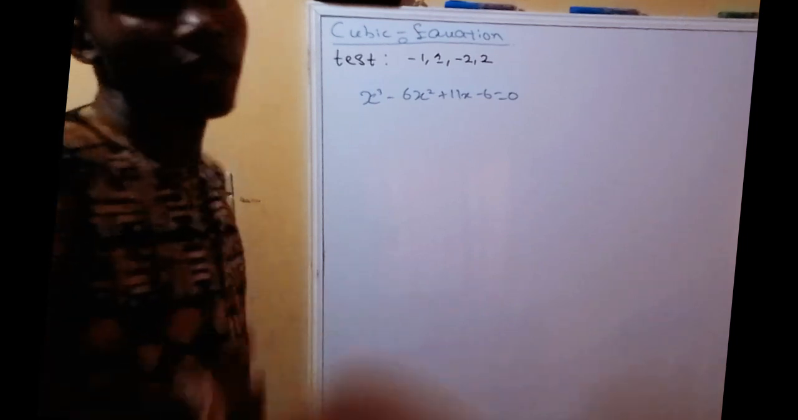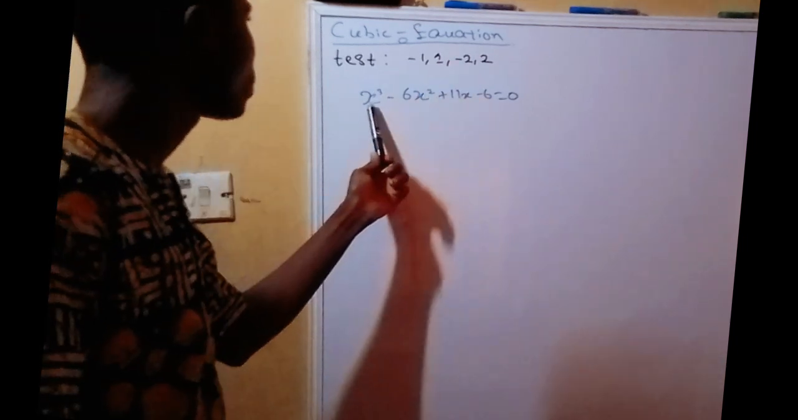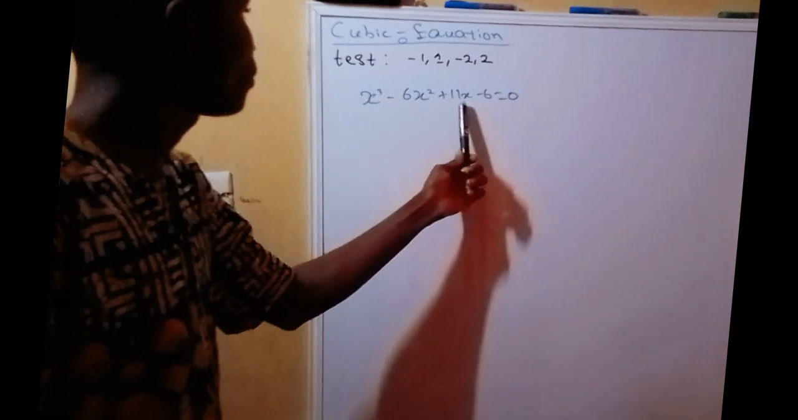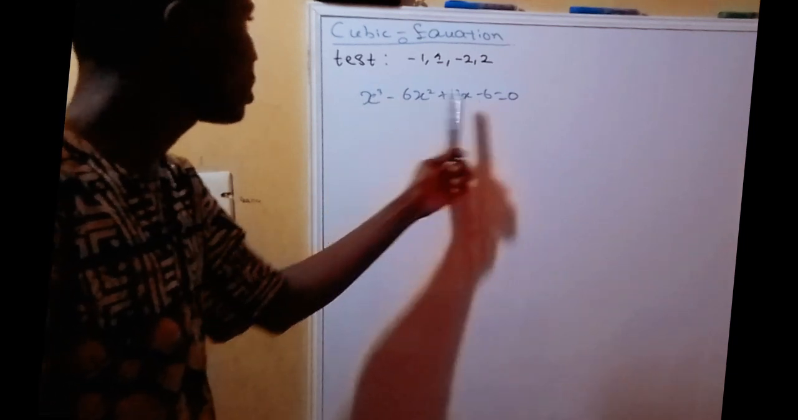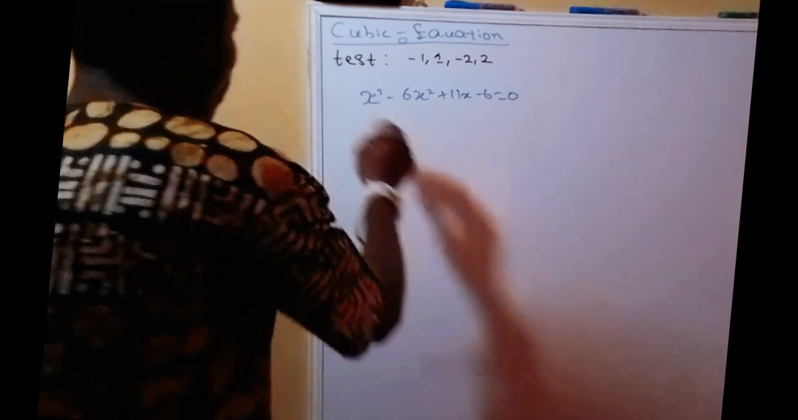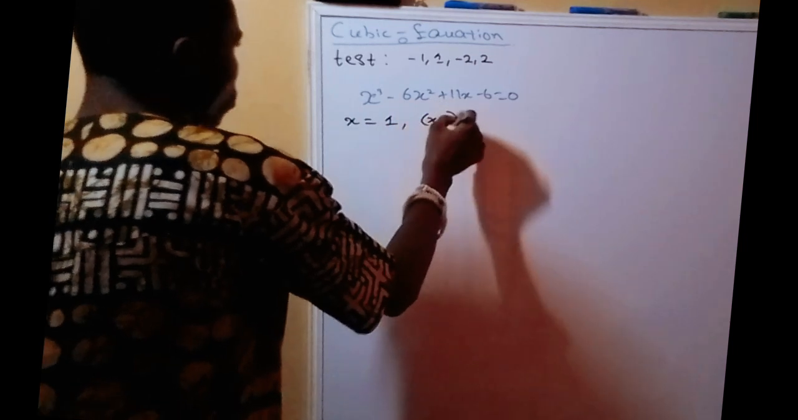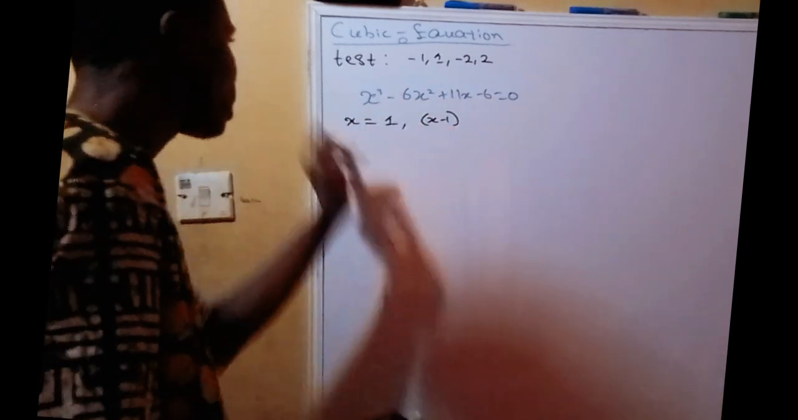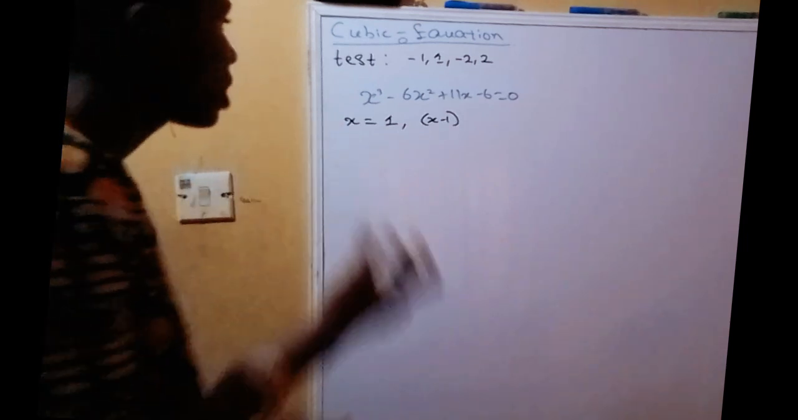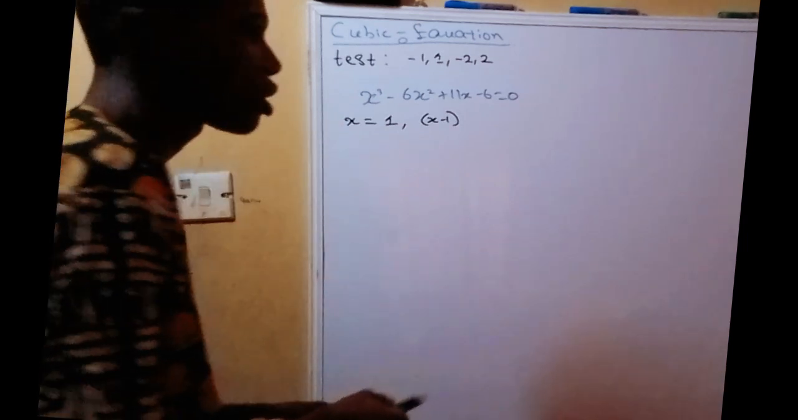Of course, I made my findings, and using 1 here: this is 1 already, 1, this is 11. 11 plus 1, you have 12. Minus 6, minus 6, minus 12. Of course, x equals 1 is one of the roots, or we say x minus 1 is a factor. When 1 crosses over here, it becomes x minus 1. So x minus 1 is a factor for this question.